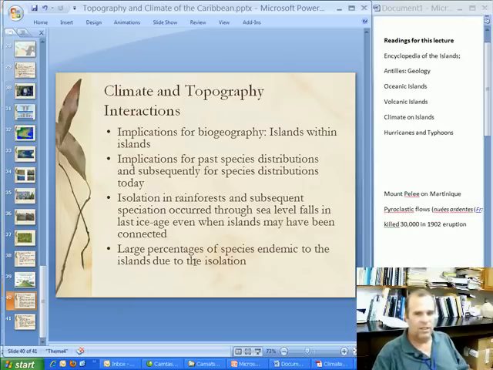Okay, so places like St. Lucia will tend to find their endemic plants and animals up in the rainforests, and the scrub forests around the fringe of the island will tend to have species which are found throughout the islands because in periods of lower sea level, they would have spread throughout those islands. Okay?